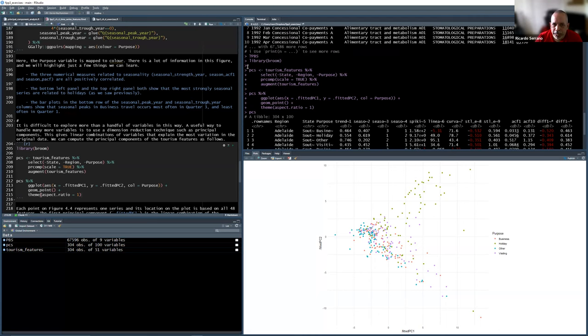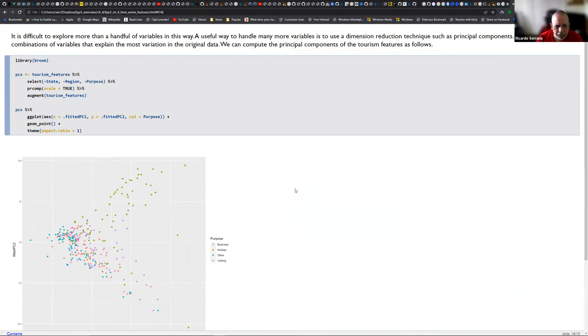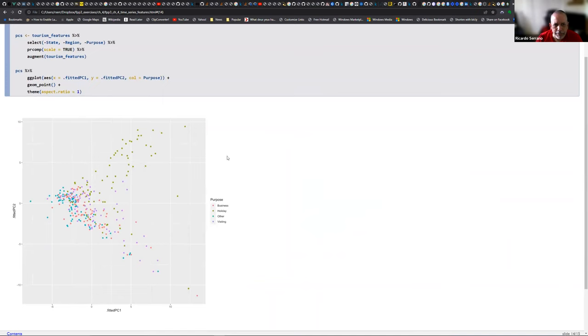So we get the PCA. The prcomp function, the principal component function, creates this PCA, and then we can plot it in a two-dimensional plot. And what it's giving us is something very interesting. As you can see, let me go back to the representation. Okay, it's the same plot.